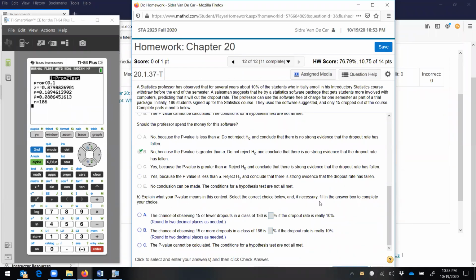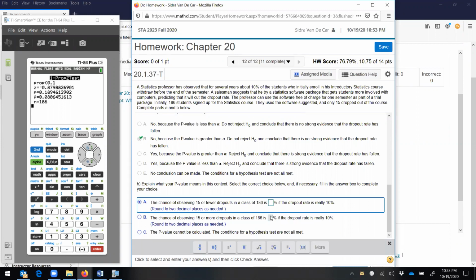Explain what the p-value means. The chance of observing 15 or fewer dropouts in a class of 186 is 18.95%. I just moved the decimal over 2 places to convert to the percentage. If the dropout rate is really 10%.